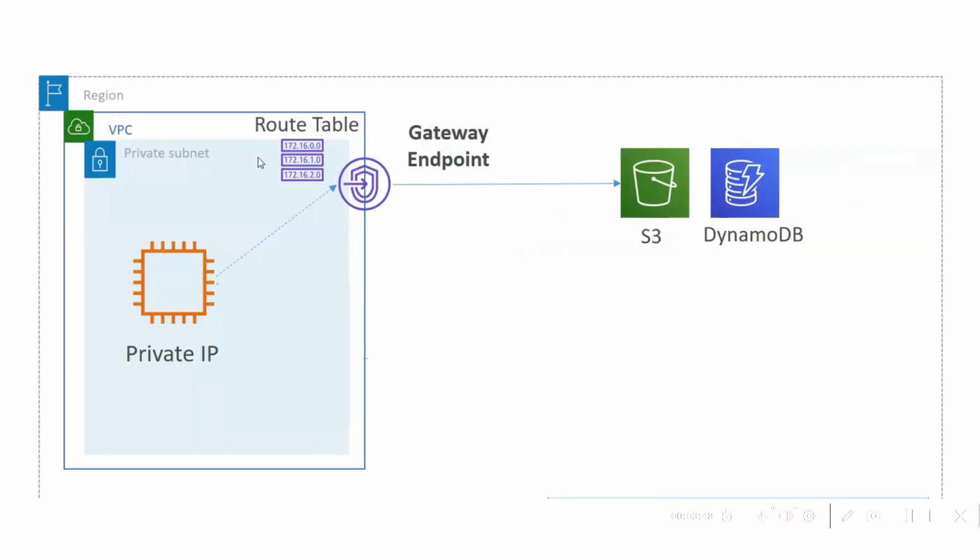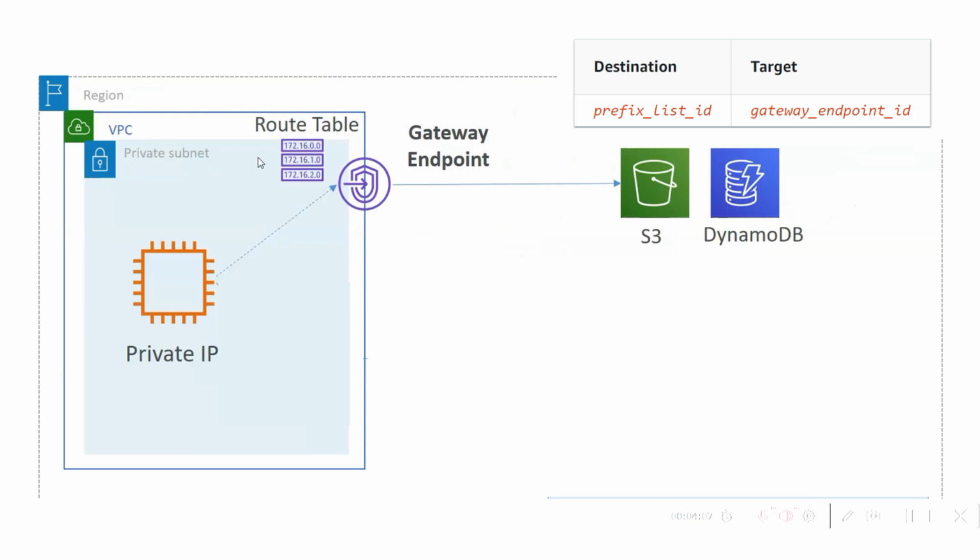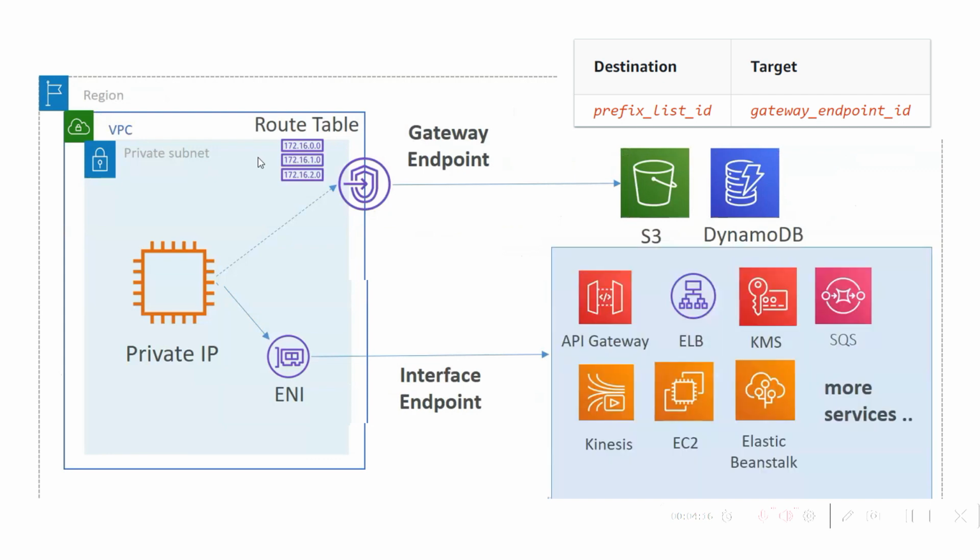So we have already seen that when you provision a gateway endpoint, you can access S3 and DynamoDB over the private link, and it automatically creates a route table entry in that particular subnet. And when you provision an interface endpoint, it creates an elastic network interface in that particular subnet, and you can access most of the AWS services using the interface endpoint. So this is the end of the overview of VPC endpoints.